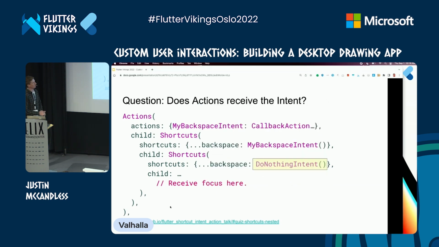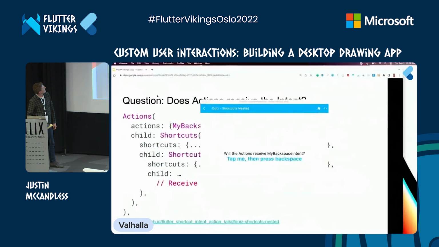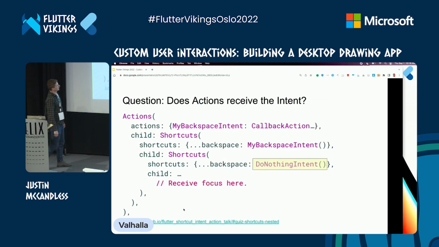All right, so who says that the actions will receive the intent? All right, a few people. And who says no? All right, most people are saying no. Let's try that out. So I'm going to tap this to set the focus and then press backspace. And indeed, nothing happens. It did not receive the intent. That's because do nothing intent does map to something. So the traversal stops whenever it maps to anything. Even if it's doing nothing, the traversal stops there. So the higher shortcuts widget does not get called, and so actions is never triggered.